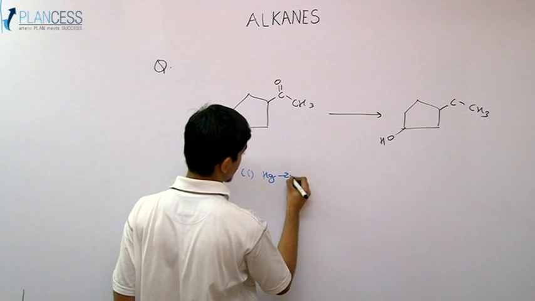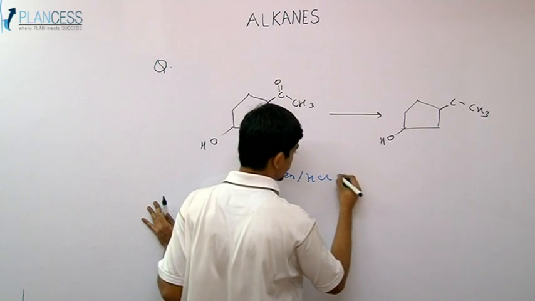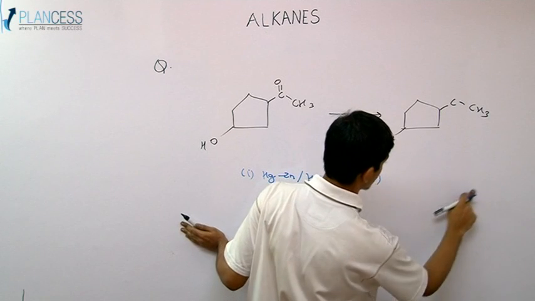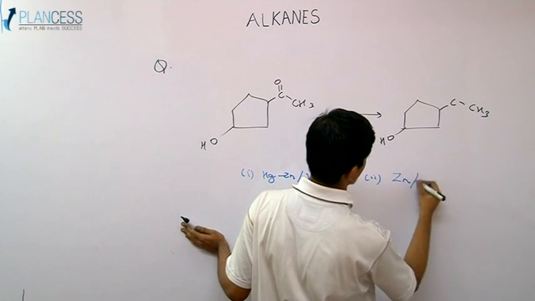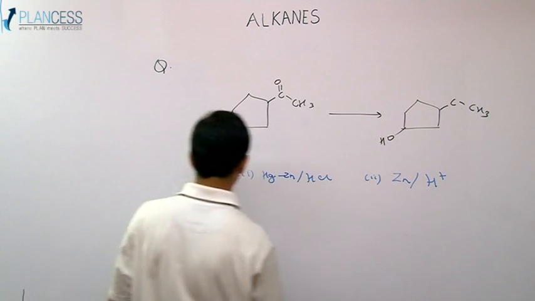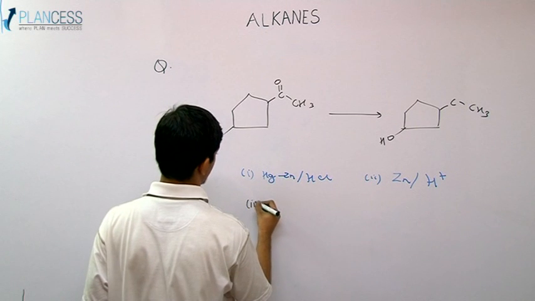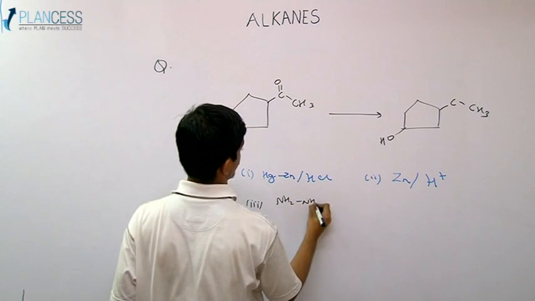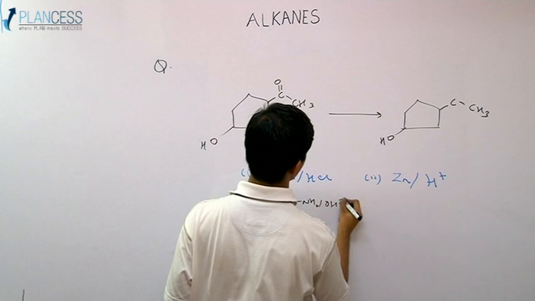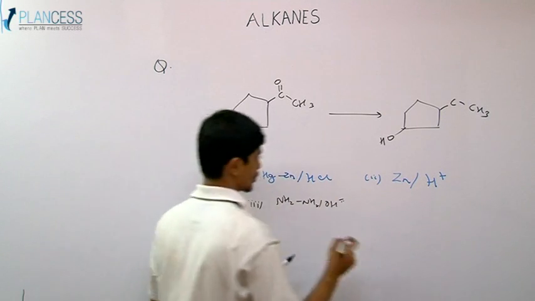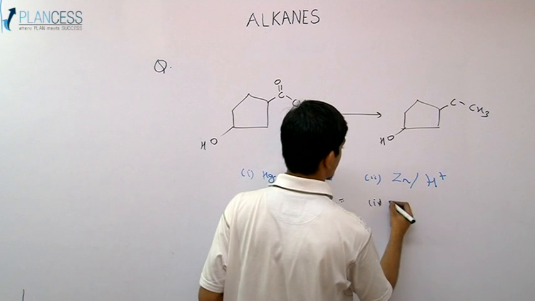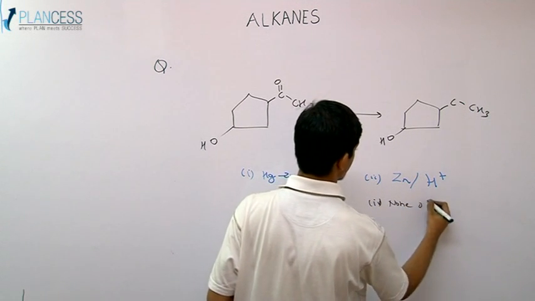Now the options given to you are: first, Hg Zn HCl. Second, we have Zn H plus. Third, we have NH2 OH minus, and fourth option, none of these.